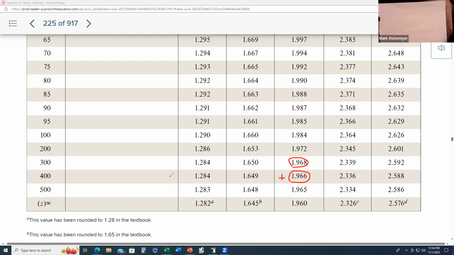What if it was more complicated though? What if you had like a degree of freedom of like 398? Well, then what T value are you going to use? Well, 398 is closer to 400, so you would just use 1.966. Okay.